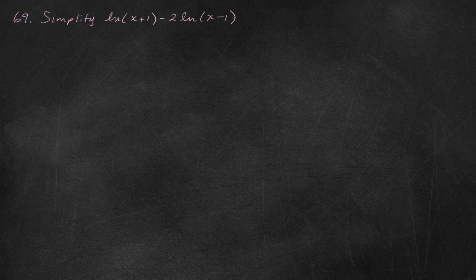Number 69, simplify the natural log of x plus 1 minus 2 times the natural log of x minus 1. Natural log of x plus 1 minus, I'm going to use the power rule for logarithms, the power property, to rewrite this as the natural log of x minus 1 squared. And then I'm going to use the rule for subtracting logs and write this as the natural log of x plus 1 over x minus 1 squared.